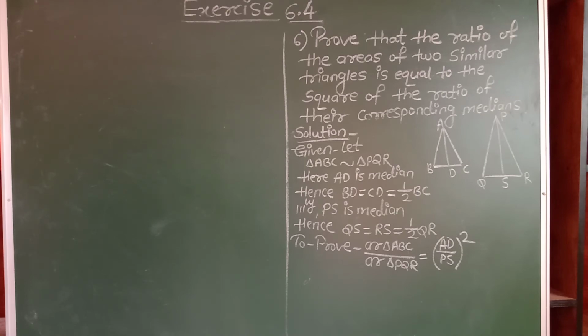Similarly, PS is the median for triangle PQR. Hence QS is equal to RS is equal to half of QR. We have to prove that area of triangle ABC divided by area of triangle PQR is equal to (AD by PS) whole square. Next, proof.